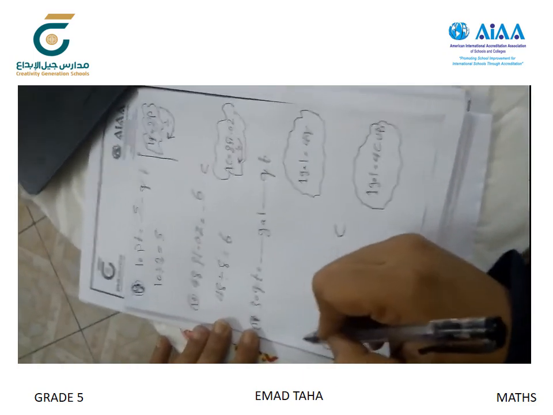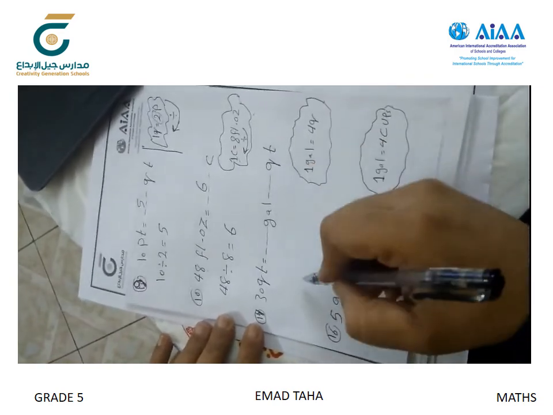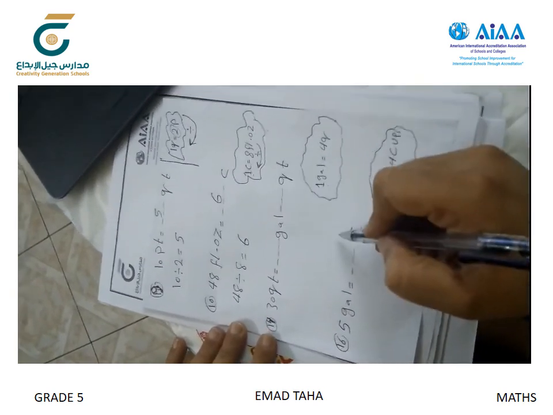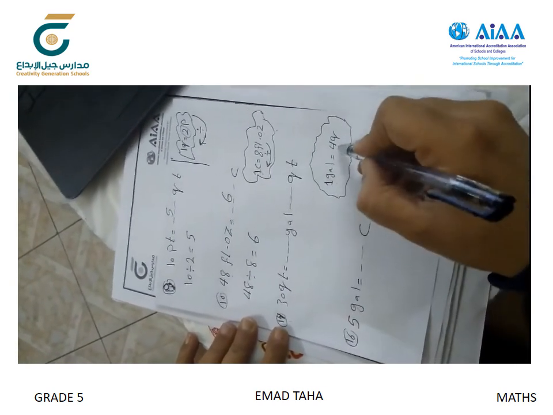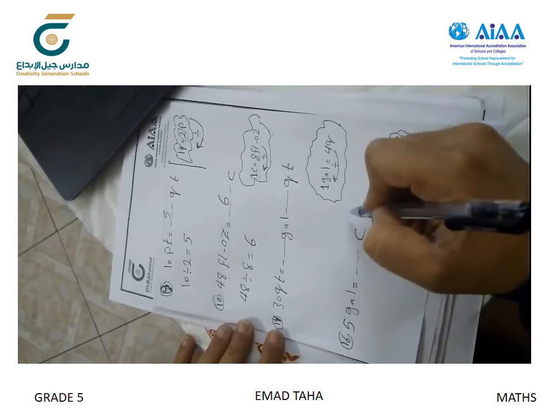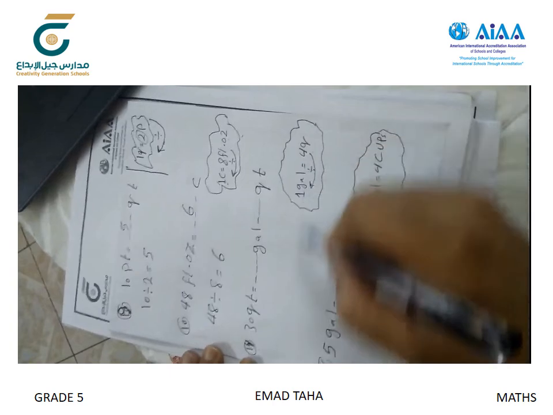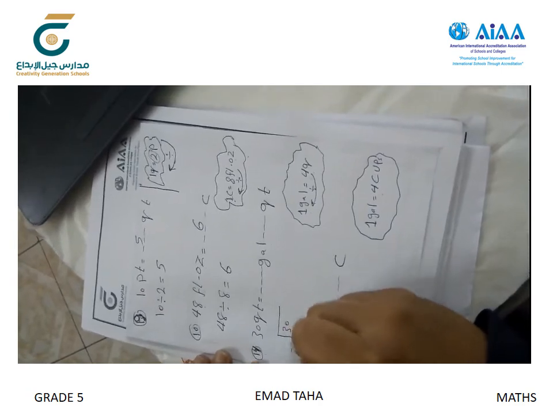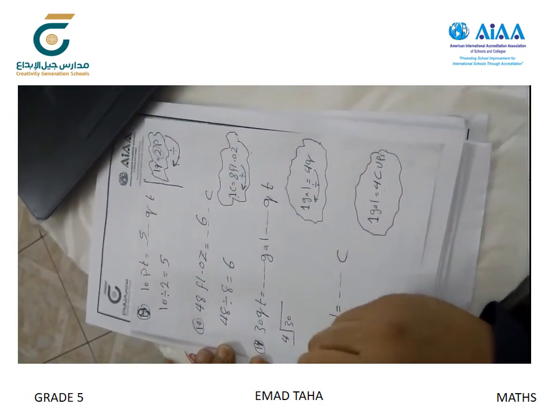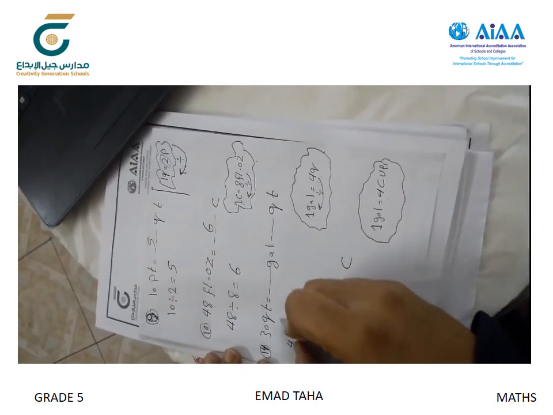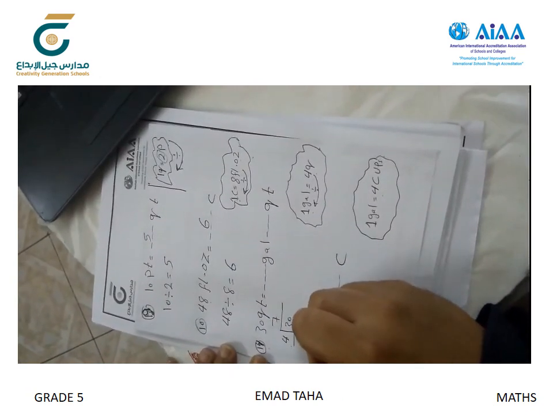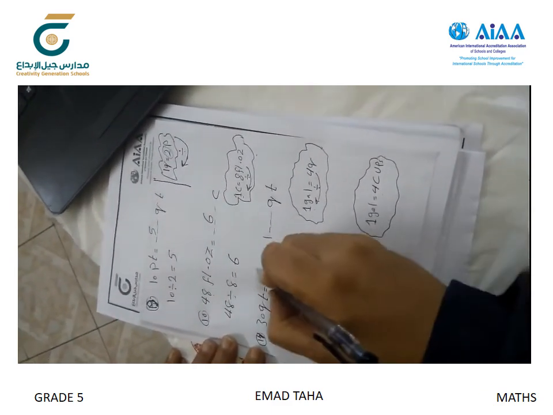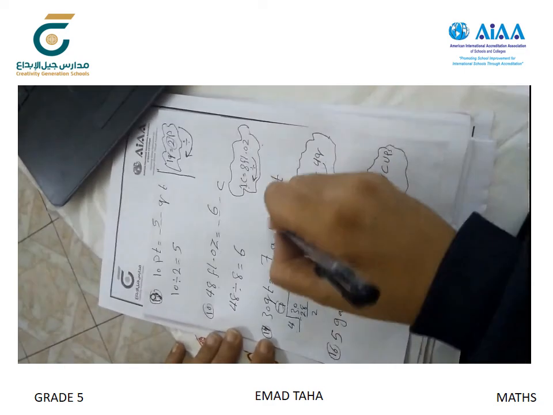30 quarts equal how many gallons and how many quarts? The relation between gallon and quart, 1 gallon equals 4 quarts. So we want to change it from quart to gallon, so we divide. Now we divide 30 by 4. 30 divided by 4 equals, how many 4 in 30? Yes, 7 times 4 equals 28, subtract, equals 2. So we have 7 gallons and the remainder equals 2 quarts.